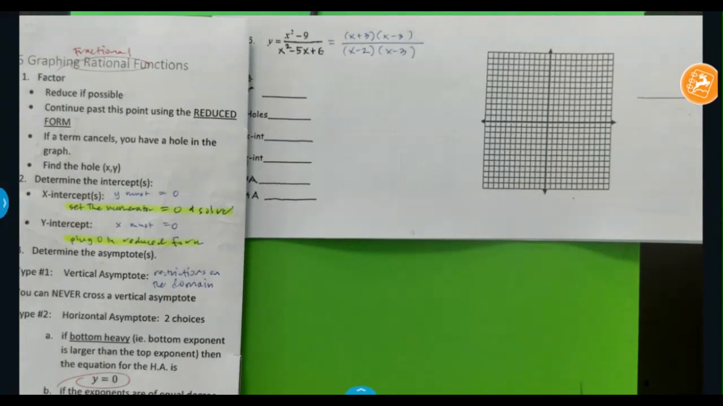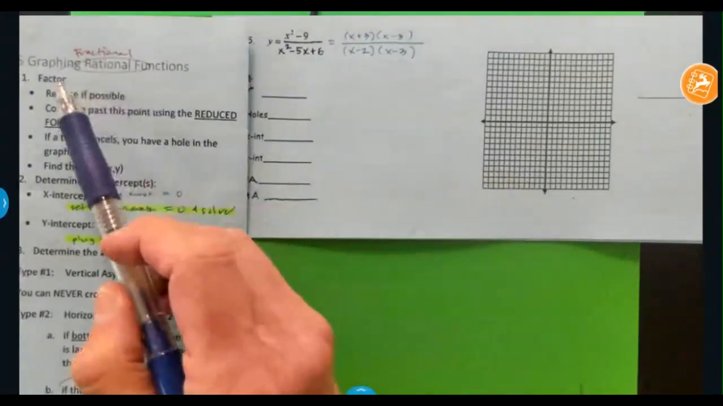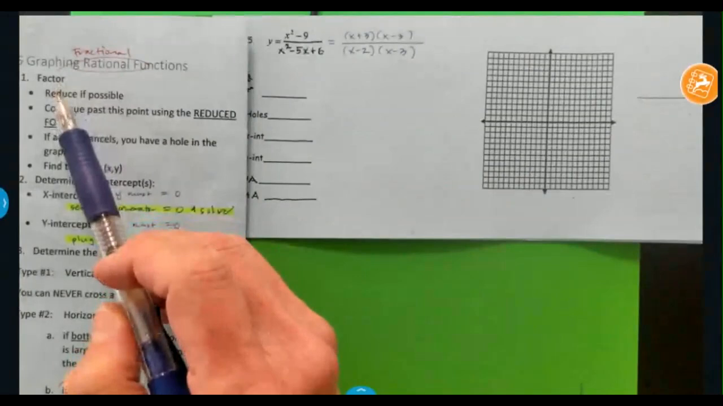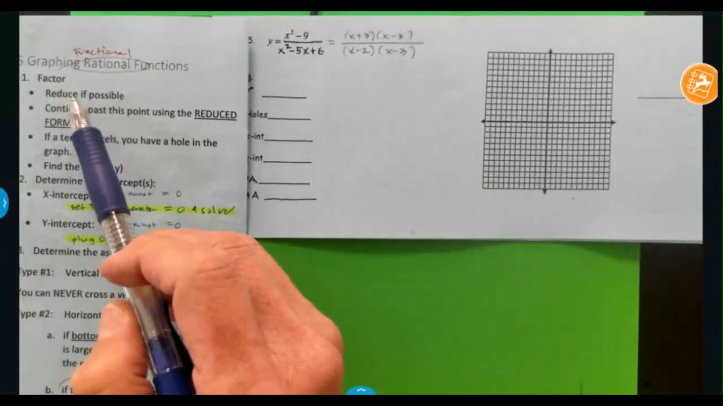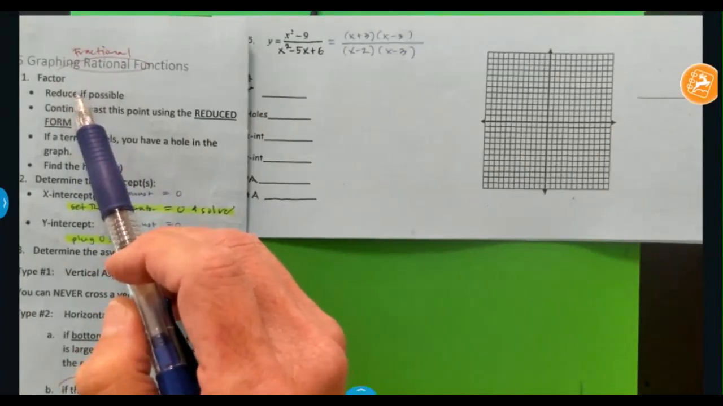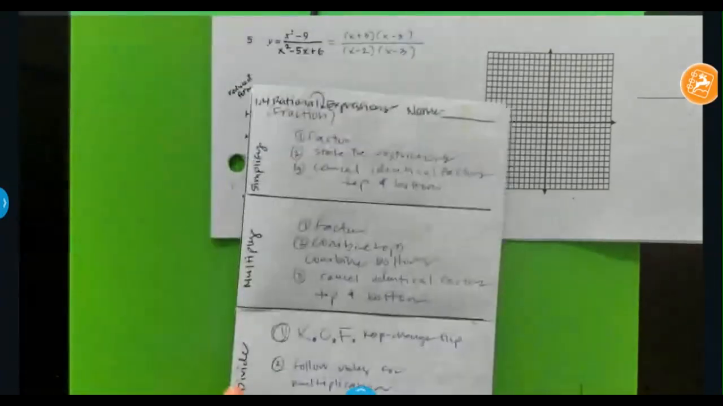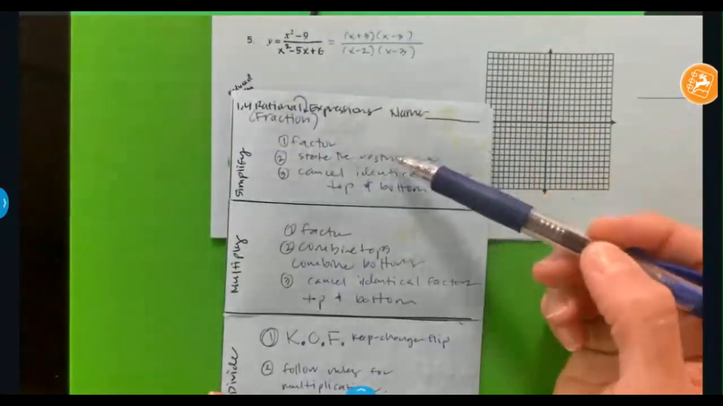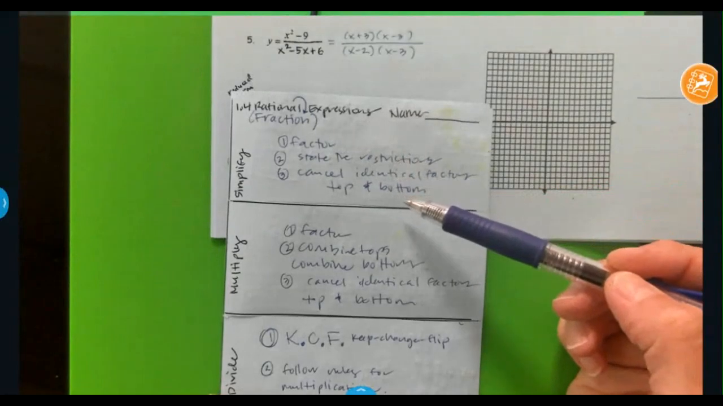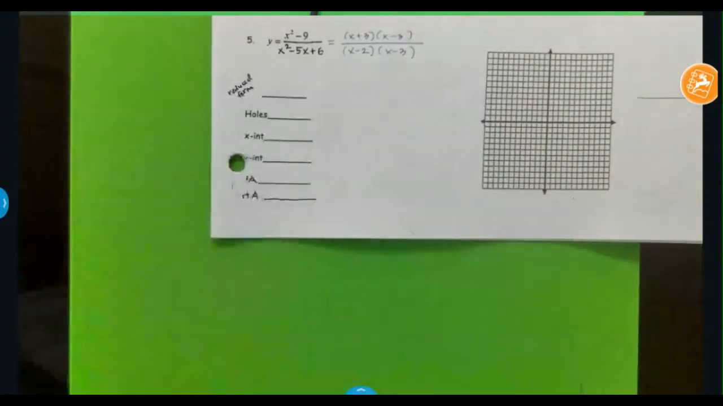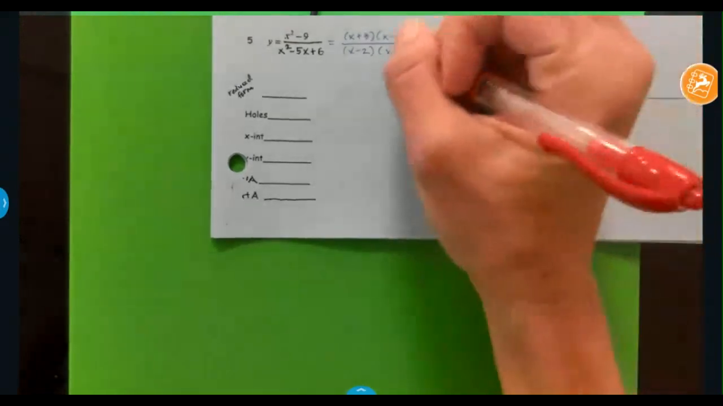All right, now this one's going to be harder, so get ready. All right, let's look at our rules. Number 1, factor. I just did that. Number 2, well, this is still part of number 1. Reduce if possible. We already learned how to reduce. Remember this? This was on this page right here. Factor, state the restrictions, and cancel identical factors top and bottom. So we now know, because this is a rational function, that we can cancel identical factors on the top and bottom. So what's going to cancel?